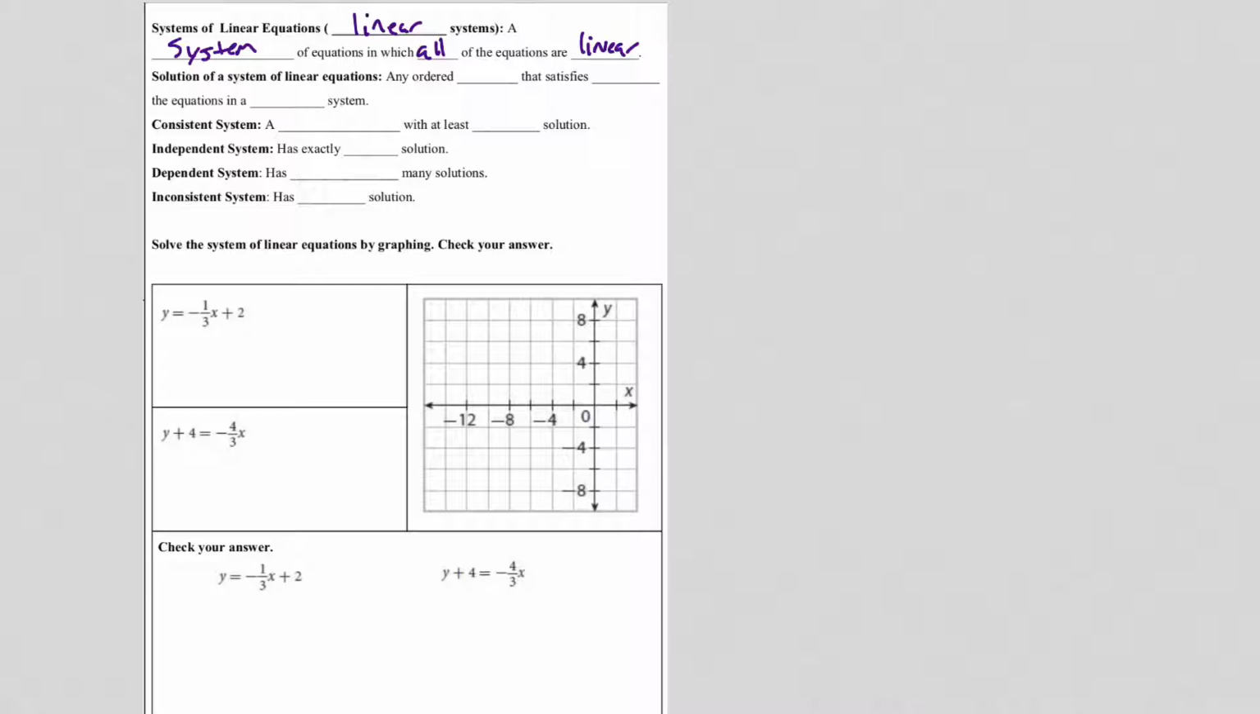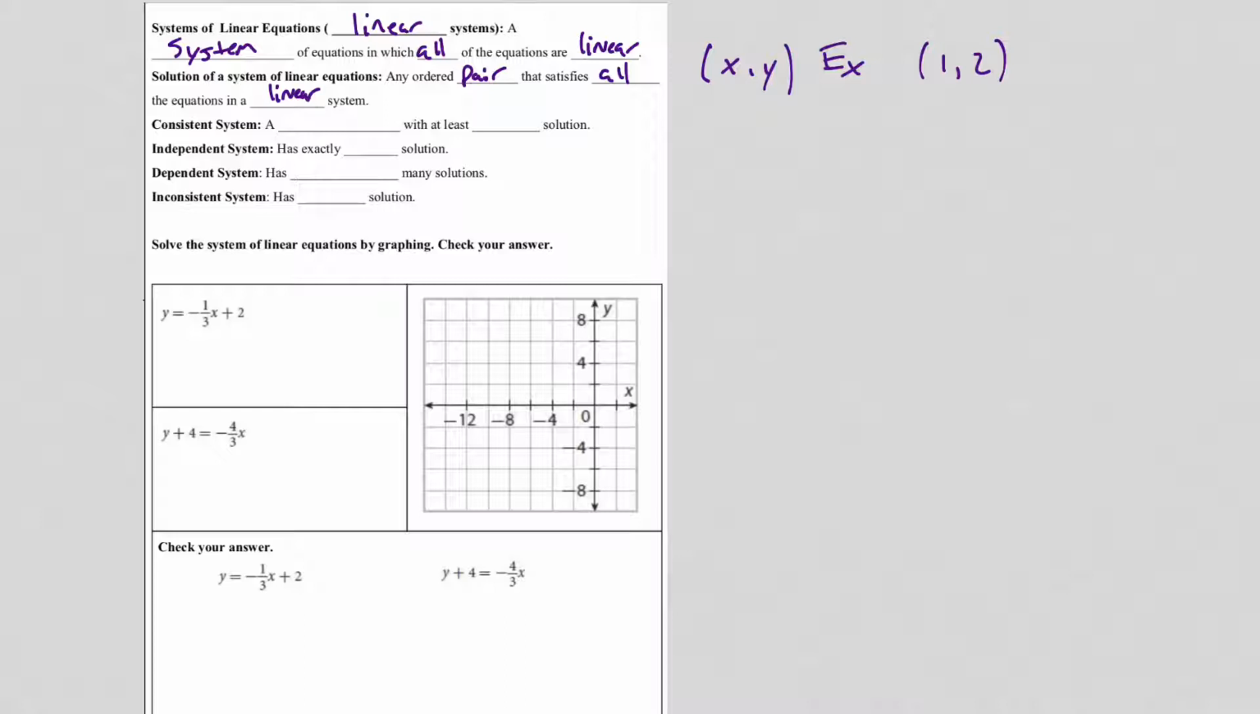So the solution of a system of linear equations is any ordered pair that satisfies all the equations in a linear system. An ordered pair, if you recall, is coordinate points, x, y. An example, the point 1, 2. If that's a solution of the system of linear equations, it's the point 1, 2.